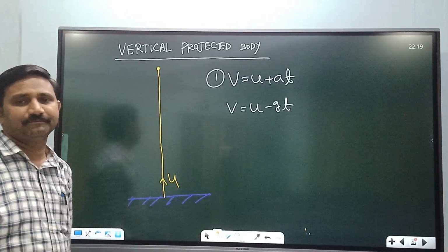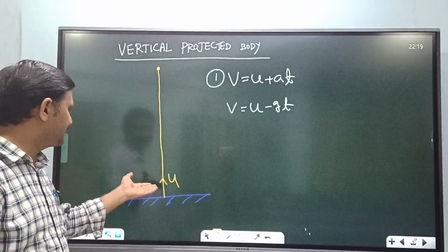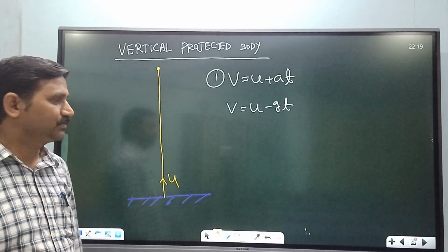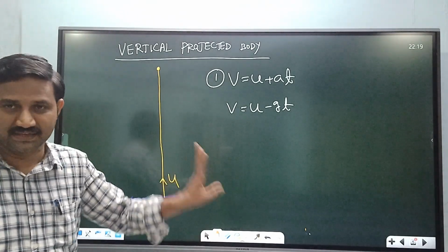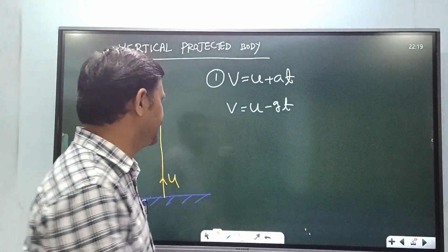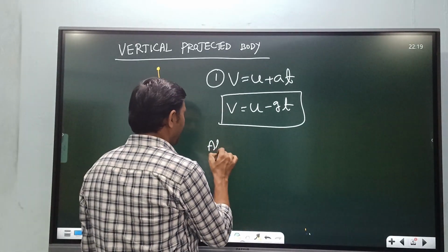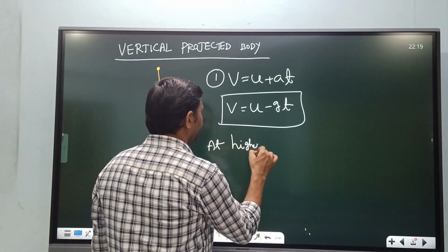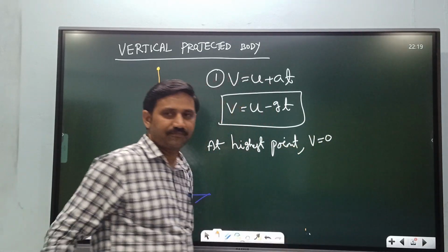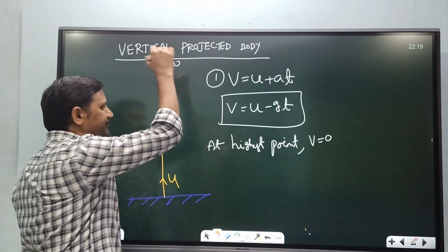This velocity v continuously decreases, because the velocity of the body is in the upward direction and the acceleration due to gravity acts in the downward direction. That's why the velocity of the body continuously decreases, and after some time t, the velocity of the body is 0. The body reaches the highest point. At the highest point, v is equal to 0.